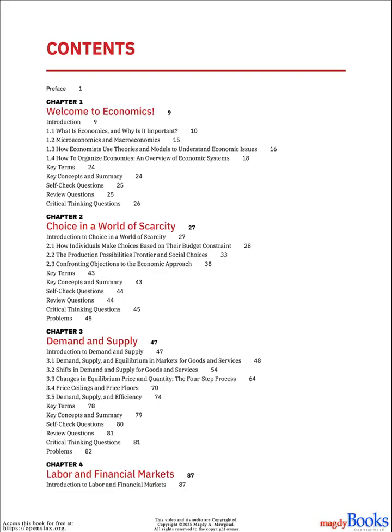Chapter 2. Choice in a World of Scarcity. Introduction to Choice in a World of Scarcity. 2.1. How individuals make choices based on their budget constraint. 2.2. The production possibilities frontier and social choices. 2.3. Confronting objections to the economic approach. Key terms, key concepts and summary. Self-check questions, review questions, critical thinking questions, problems.